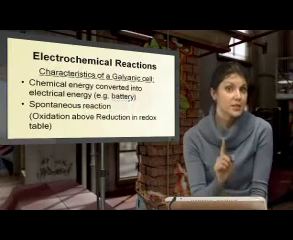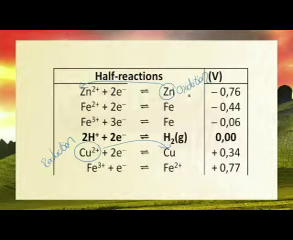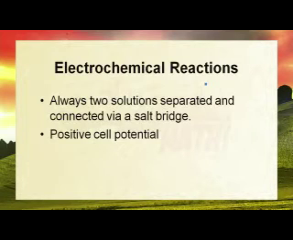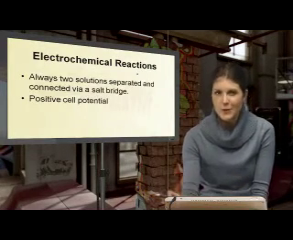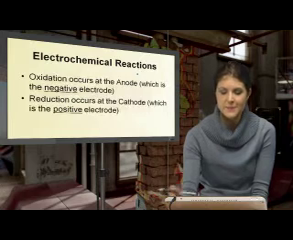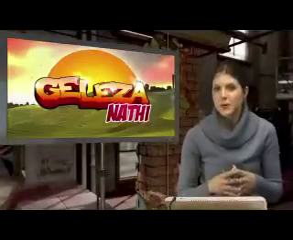Okay, now also this is a spontaneous reaction, as I've mentioned earlier, which means that oxidation is above reduction on my redox table. So remember that we said oxidation must be above reduction. Also, there's going to be 2 solutions, and they're going to need to be separated by a salt bridge, and they always will end up having a positive cell potential. If you can remember last week, we spoke about those positive and negative cell potentials. And lastly, oxidation will always occur at the anode, but in this case it will be the negative electrode, and reduction occurs at the cathode, which in this case will now be the positive electrode.